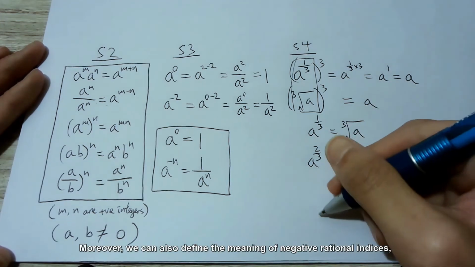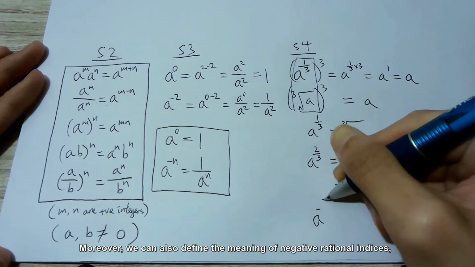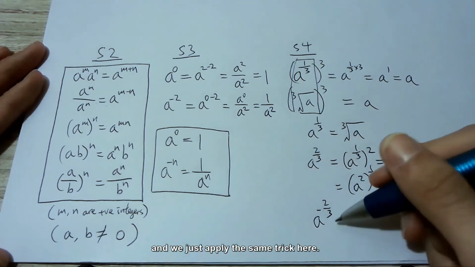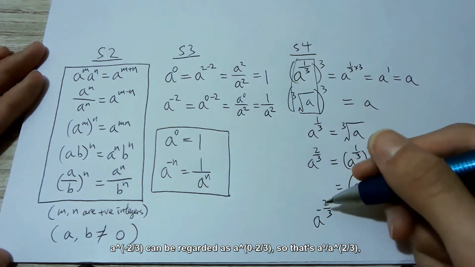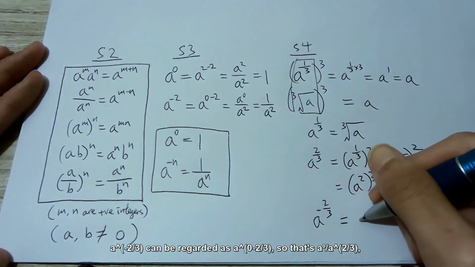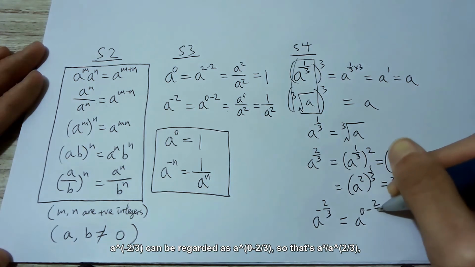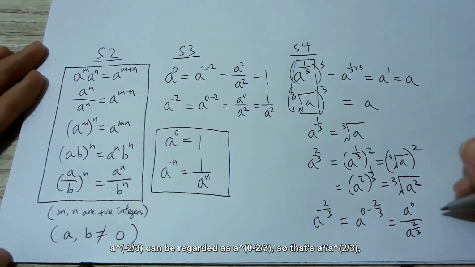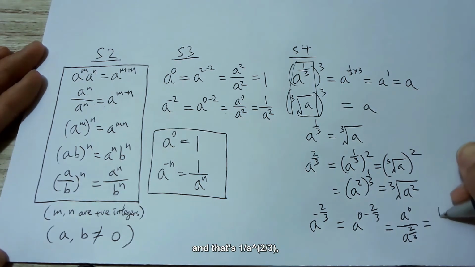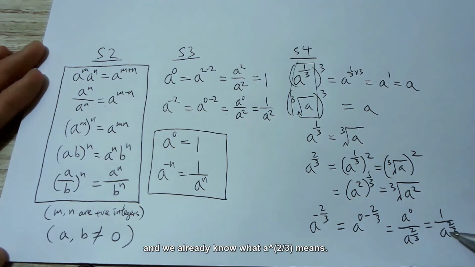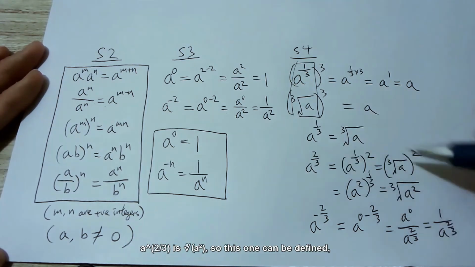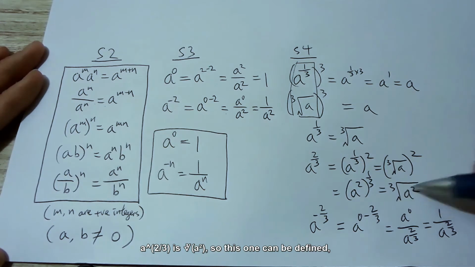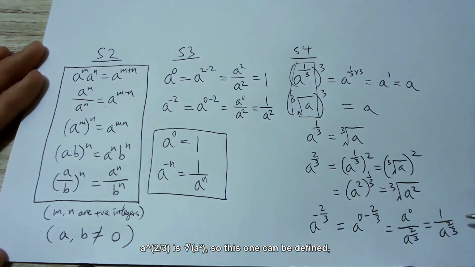Moreover, we can also define the meaning of negative rational indices. And we just apply the same trick here. a to the power minus 2 over 3 can be regarded as a to the power 0 minus 2 over 3. So that's a to the power 0 over a to the power 2 over 3. And that's 1 over a to the power 2 over 3. And we already know what a to the power 2 over 3 means. a to the power 2 over 3 is the third root of a squared. So this one can be defined.